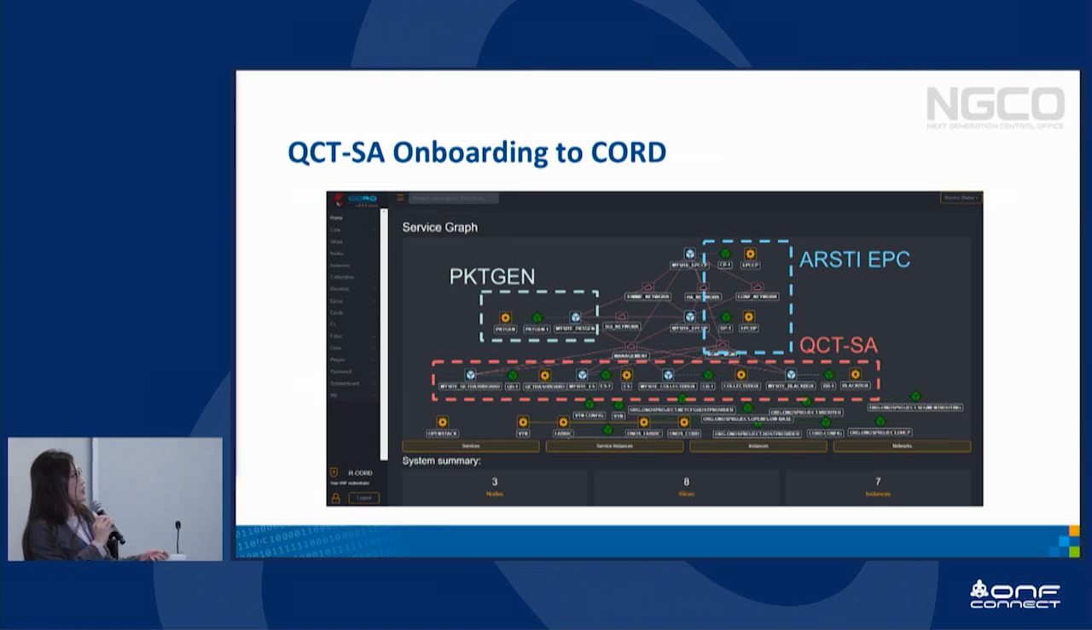Okay, here is our QCT-SA onboarding to the core. Through the XOS UI, we can observe that this blue circle is the R3 EPC solution, and the red circle is our QCT-SA architecture, including our Collective cluster and Prometheus cluster in the system. Next, this circle is the package generator.